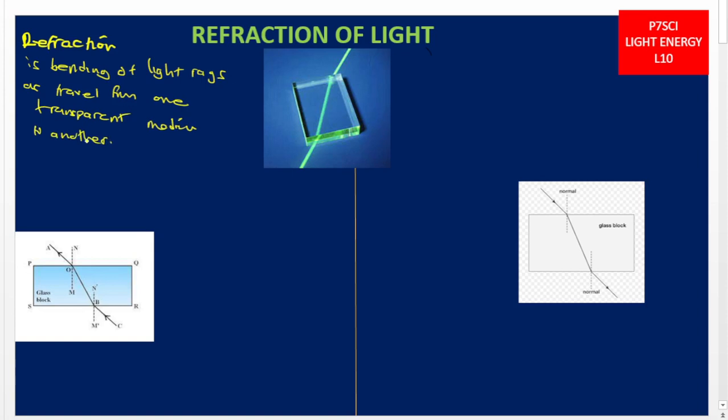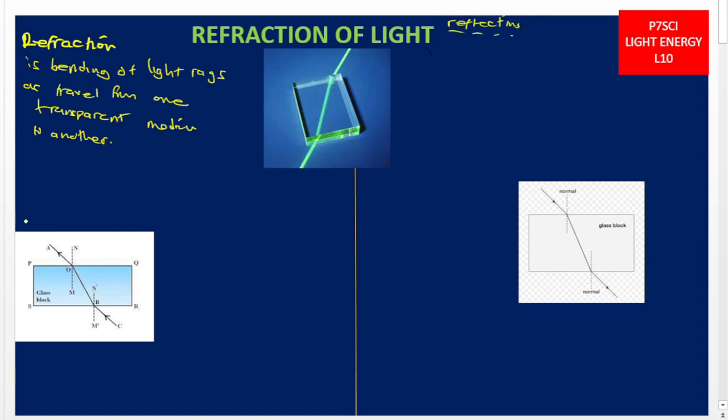I have a simple question. Can you give the difference between refraction and reflection? Good of you. Refraction is the bending of light rays as they travel from one transparent medium to another, whereas reflection is the bouncing of light rays as they fall on a shiny surface.